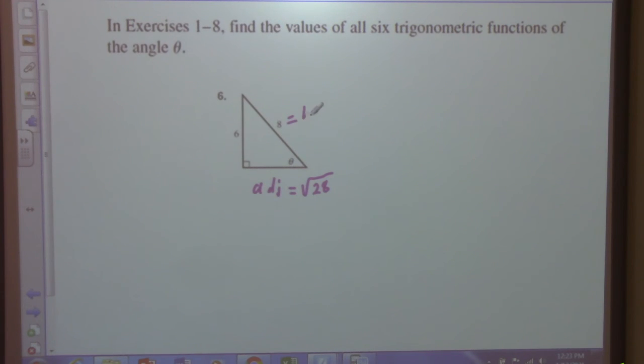So here's your hypotenuse. Here's your opposite. Okay, so what do we have here? The sine theta is 6 over 8. Equals 6/8. The cosine is the square root of 28 over 8.